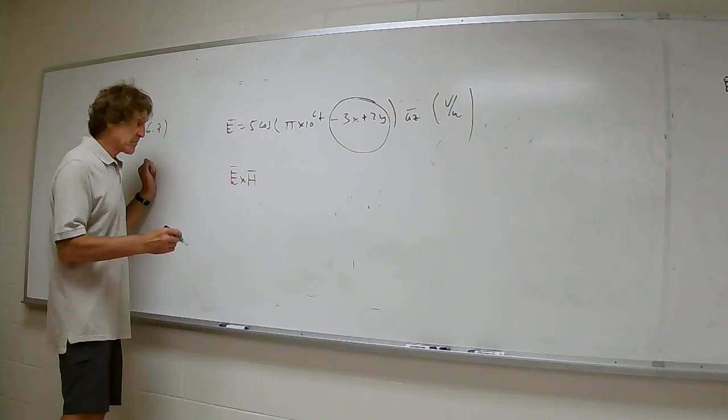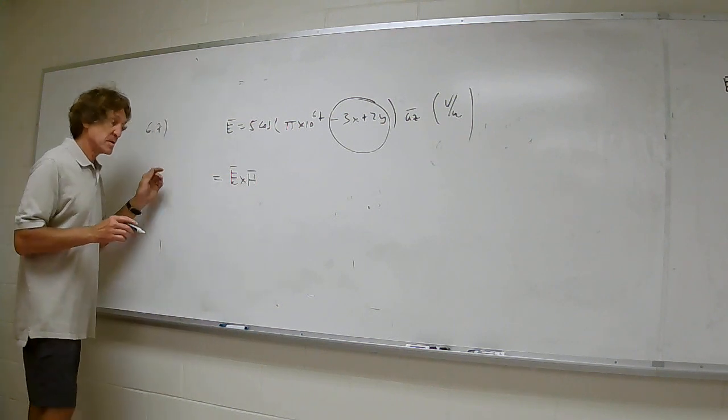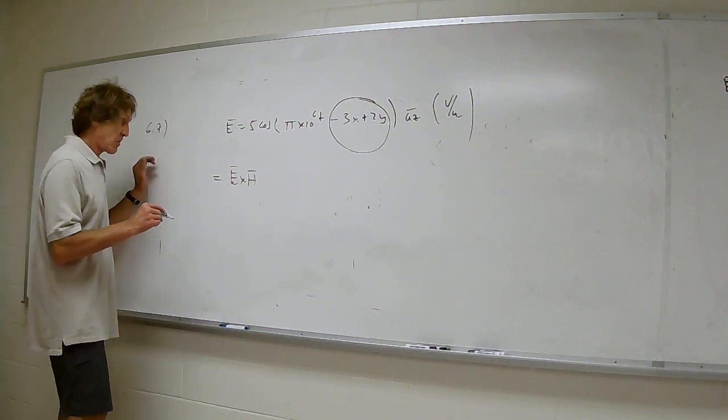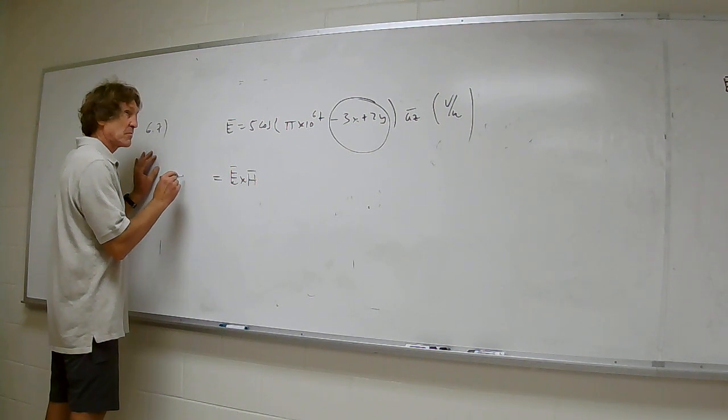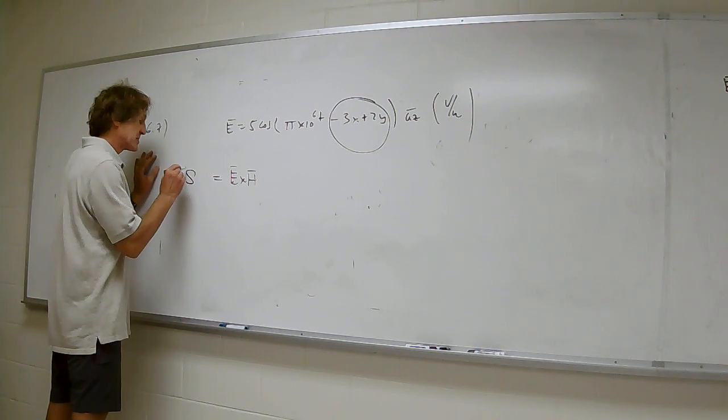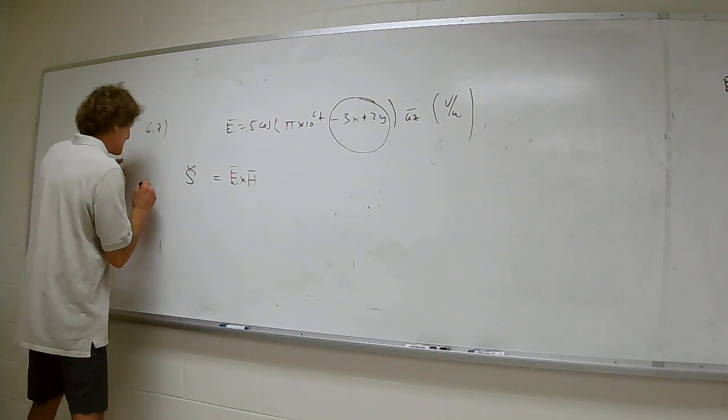This is literally, and I want to go ahead and do this now because this will make more sense, that is called the Poynting vector. All right, so it's given the symbol script S, like so, and it's called a Poynting vector.